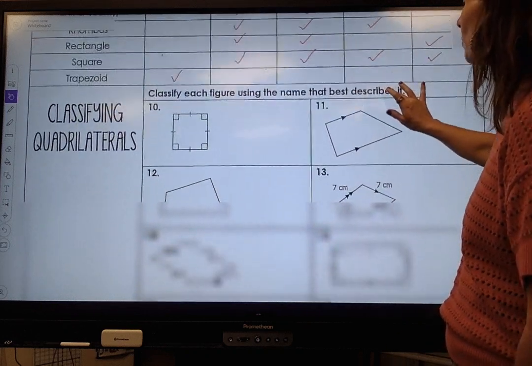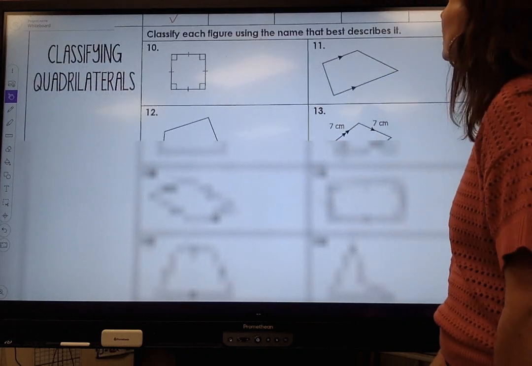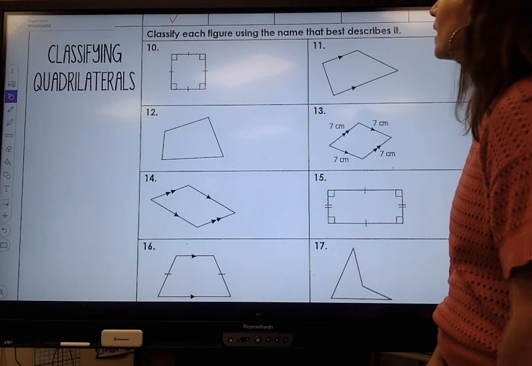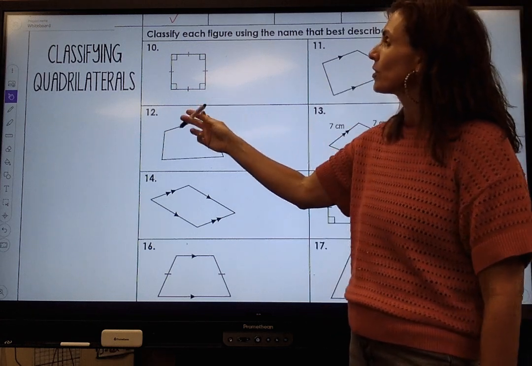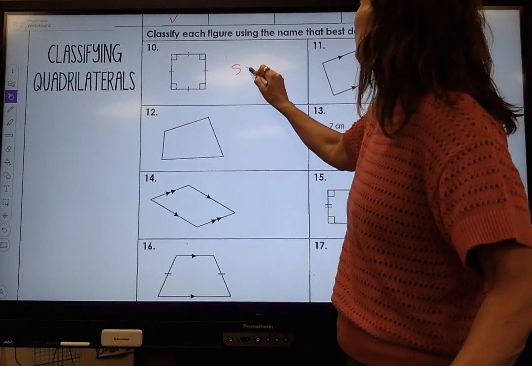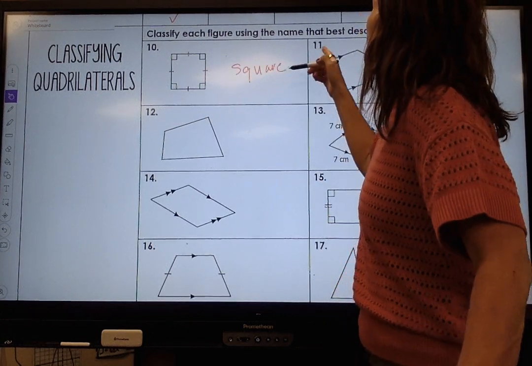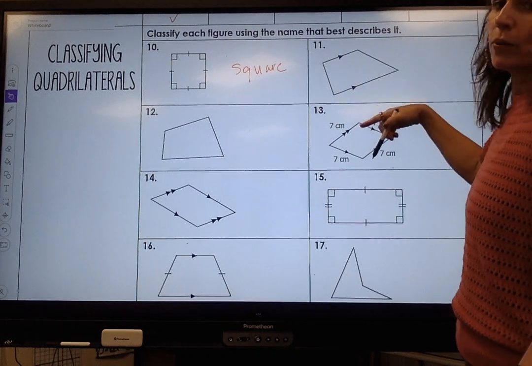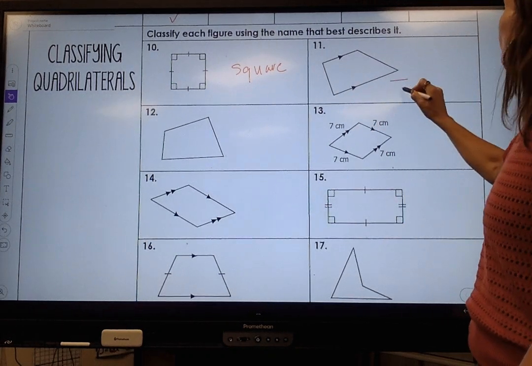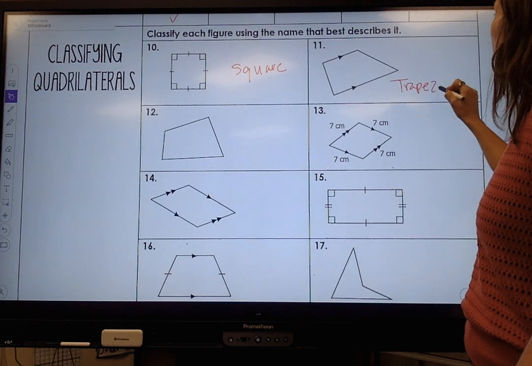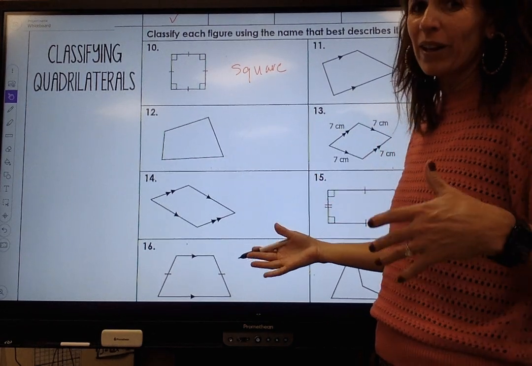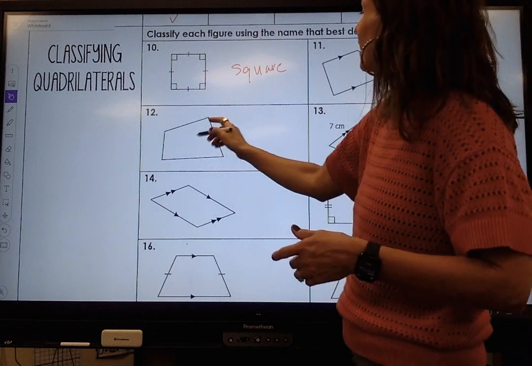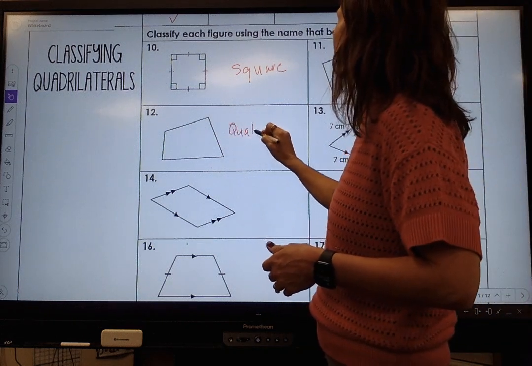Now let's look at the shapes using the markings. And let's classify each figure using the name that it describes best. So here we have 4 right angles and 4 sides that are congruent. So we know that's going to be a square. Number 11, it's a trapezoid, only one pair of parallel lines. Number 2, we don't know anything. We don't know if they're parallel. We don't know if they're congruent. All we can say, it has 4 sides, so it's a quadrilateral.